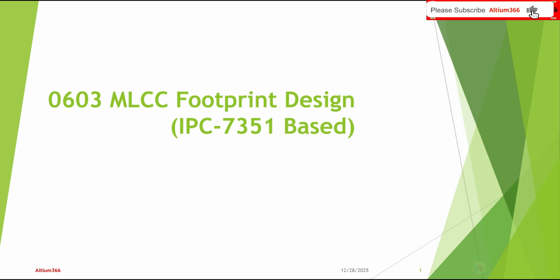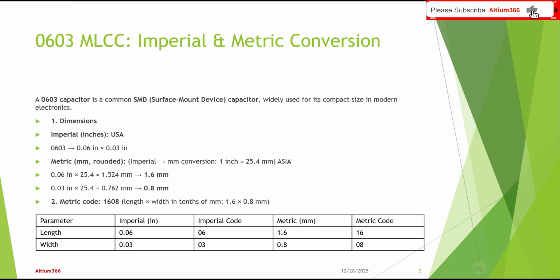And in the second part of the video, we will apply these parameters step by step to create the symbol and footprint in Altium Designer. So let's start. The first slide is regarding the units, what basically this 0603 package represents. Let's start with what 0603 actually means.